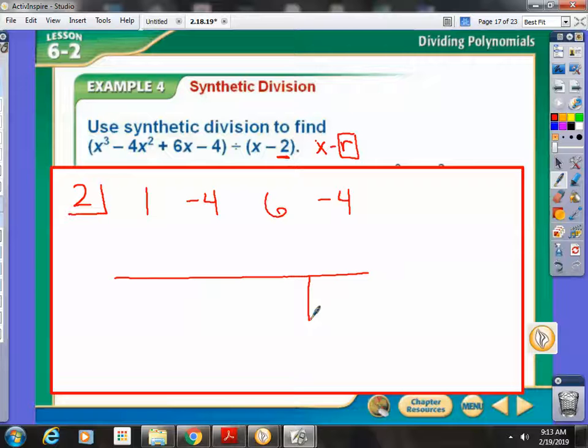The very first thing we do is bring down the 1. I don't do anything to that first coefficient. It just comes straight down. And then I'm going to multiply. I'm always going to take the number in the bottom row times the number in the box. So 1 times 2 is 2. For this first example, it might be helpful for you to put a little note here and say 2 times 1, so you know how you got that answer. Just for the first example, if you can squeeze it in, it might be helpful.